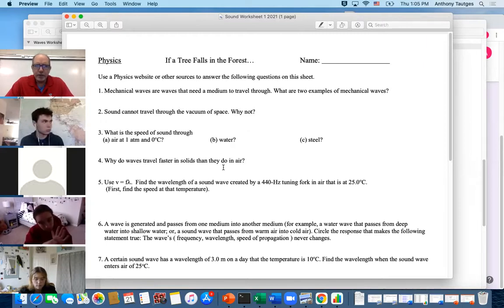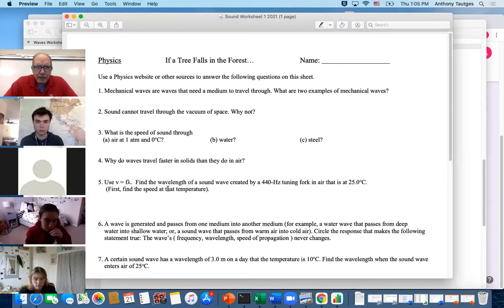Number 4, why do waves travel faster in solids than they do in air? Because the particles are closer together. People cited density arguments, and that's fine. The particles are closer together. So if I ask you this on the test, that's all you have to say, because the particles are closer together. Okay?